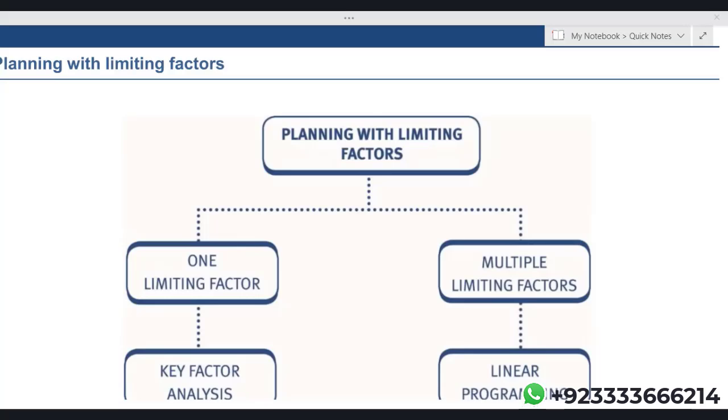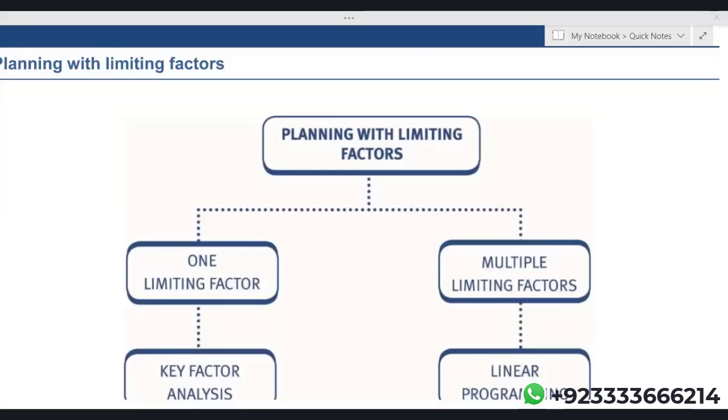And there's another possibility also, that there is more than one limiting factor. When there is more than one limiting factor, in that situation, we go for linear programming to deal with that. But right now, in today's lecture, we will be focusing only on one thing. That is, if there is only a single limiting factor, then how do we utilize our available resources to make sure that we are making the maximum profit?